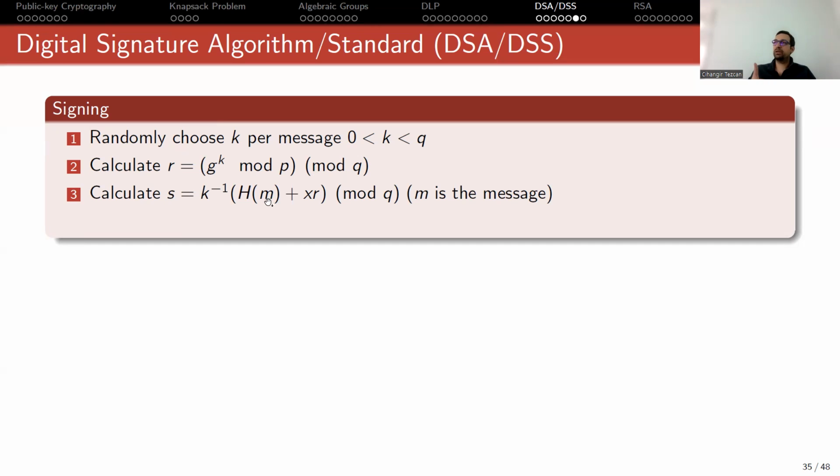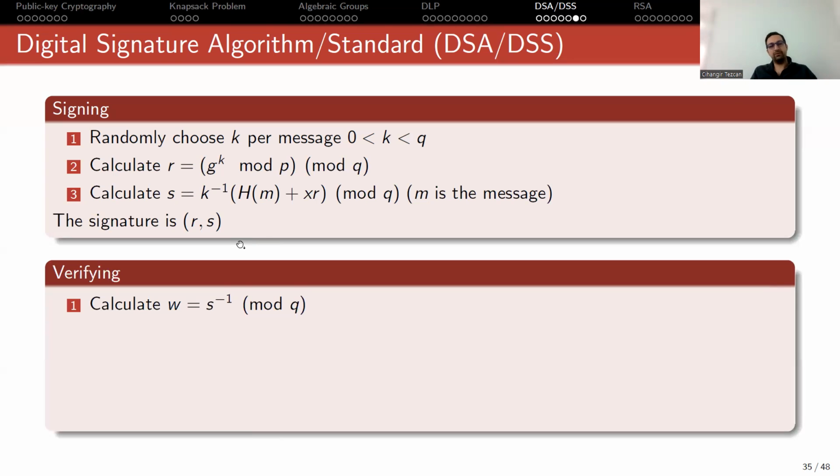M is the message that you want to sign. You calculate the hash of it. You add X times R. Recall that X is your secret key. R is from here, okay? And K inverse is the inverse of the random number you chose, okay? So your signature is R and S. Actually, any Bitcoin or Ethereum transaction is just like a signature like this. Again, not DSA directly, but you do these additions, these multiplications and so on not mod Q, but as elliptic curve group operations, okay? But anyway, this is how you sign anything.